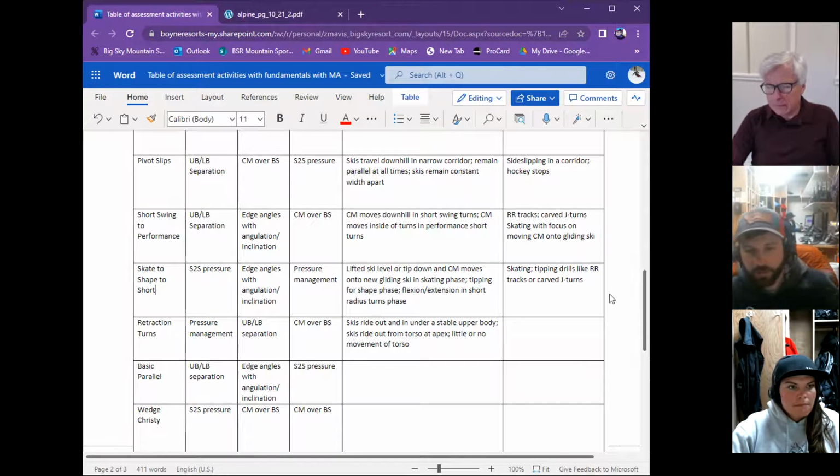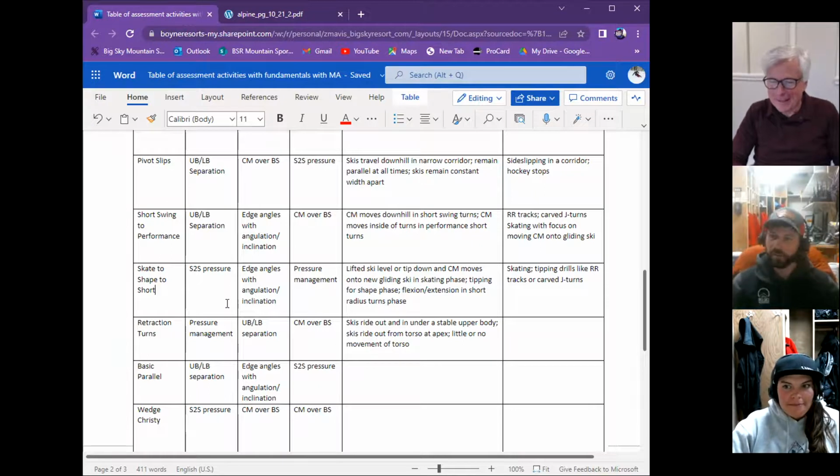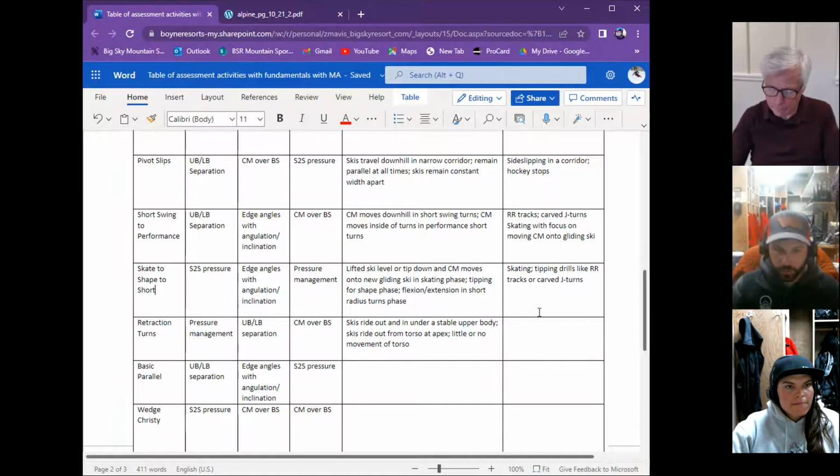Yeah, I'll jump in. Skate to shape to short. This is another task I love. I will say that I don't know that I like it quite as much as lane changes, just because lane changes always feel so fun, and skate to shape to short is one of those where it doesn't always feel the greatest, right? And there's a lot of stuff going on, and I think the short answer for this one, Chris, is it's a lot like lane changes, in the sense that there are three things going on. They happen in segments, kind of more like you would think of a short swing to a performance short. They're two separate outcomes that we're looking for.